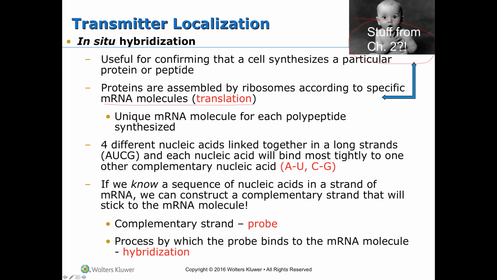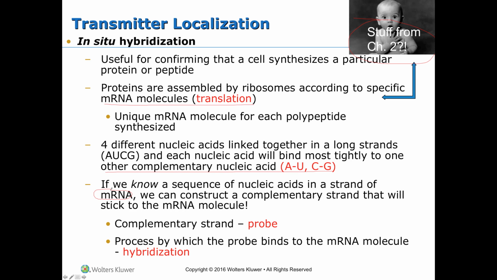So unique mRNA molecules exist for each polypeptide that is synthesized. So there are 4 different nucleic acids linked together, A, U, C, and G, and each of these nucleic acids binds most tightly to one other complementary nucleic acid, A to U and C to G. Now, if you know a sequence of nucleic acids that exists in a particular strand of mRNA, then you can construct a complementary strand. So for instance, if you had a strand that was A, U, C, G, C, U, A, then you can create a complementary strand that would bind to that. It would be U, A, G, C, G, A, U.